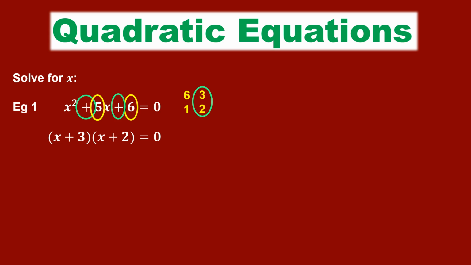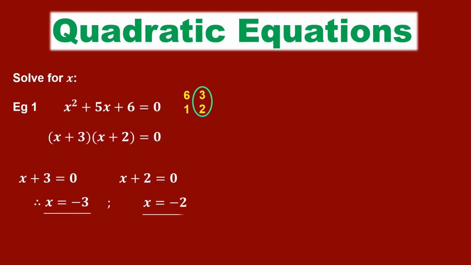To solve this equation, the only way we can get an answer of 0 is if either x plus 3 is 0 or if x plus 2 is 0. If we solve these little linear equations, for the first one, I can take 3 over to the other side. So x is minus 3 or x is minus 2.